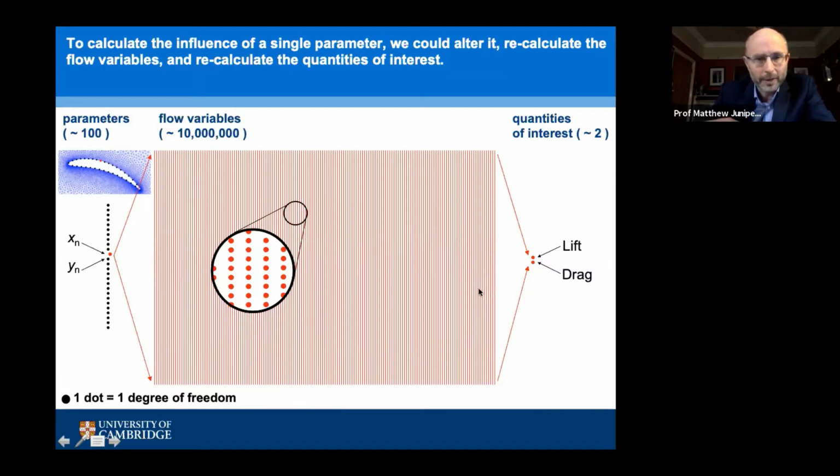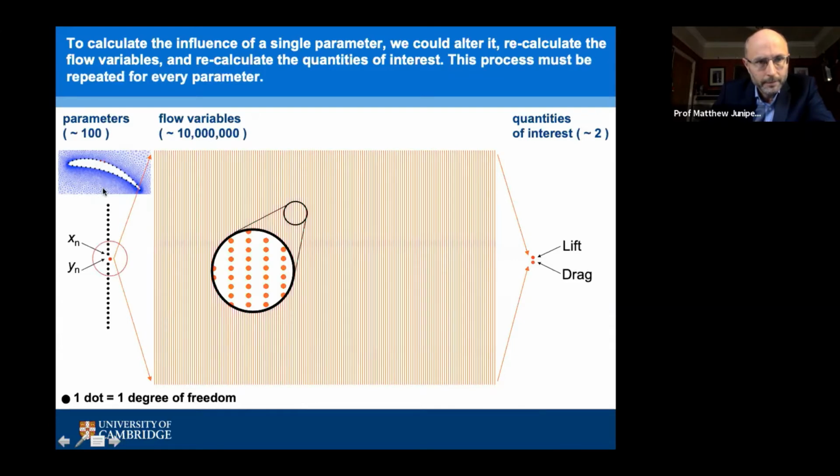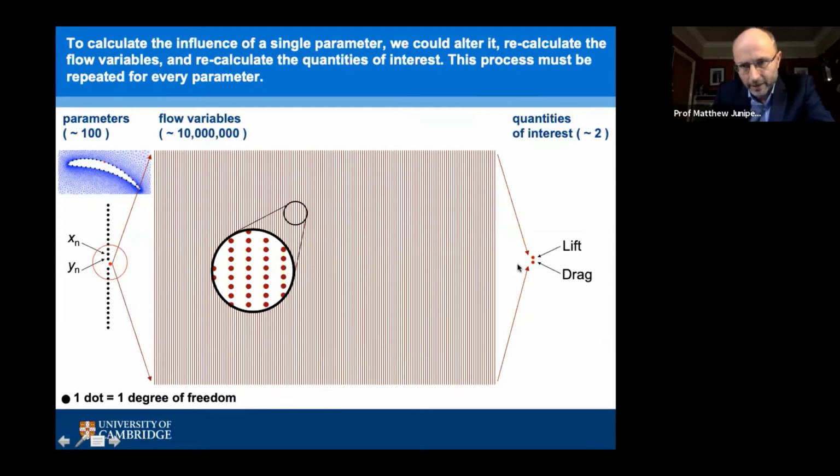So what is fundamental to adjoints is that if you do this process I'm describing here, you're throwing away a lot of information. And so if I want to then look at the next point along, I'd have to recalculate these 10 million flow variables just to see how that new degree of freedom, that other parameter, affects the lift and the drag. And then if I do the next point, I have to recalculate everything and recalculate the lift and the drag.